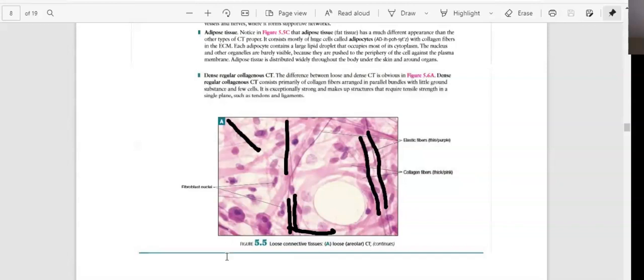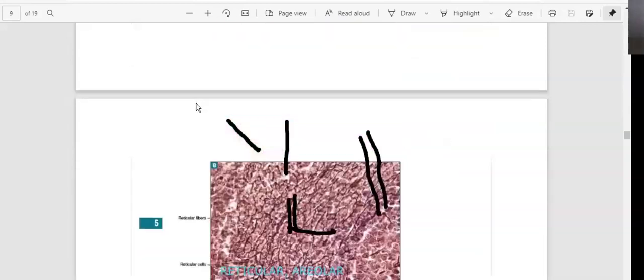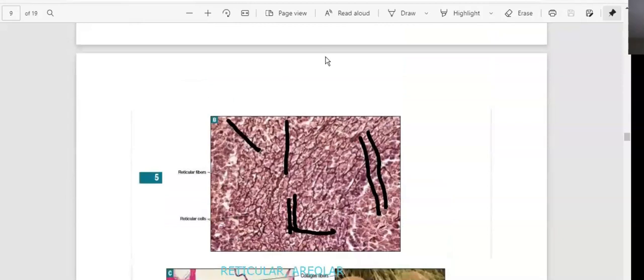Okay, and we say the two important kinds that we have about loose, right? They are going to be reticular and areolar. Okay, in this case, this is areolar. Reticular usually is darker. Right there, this is reticular right here.